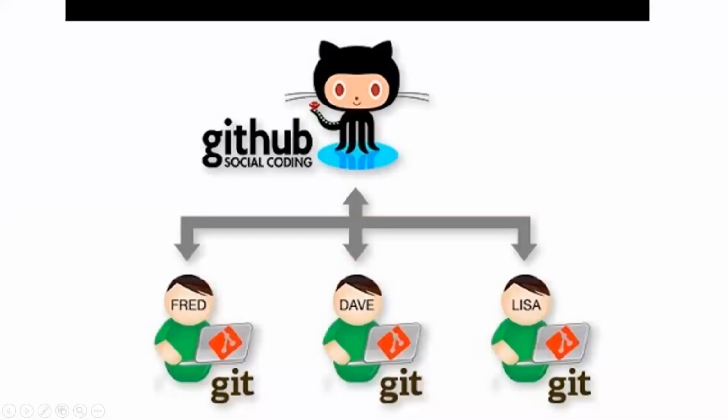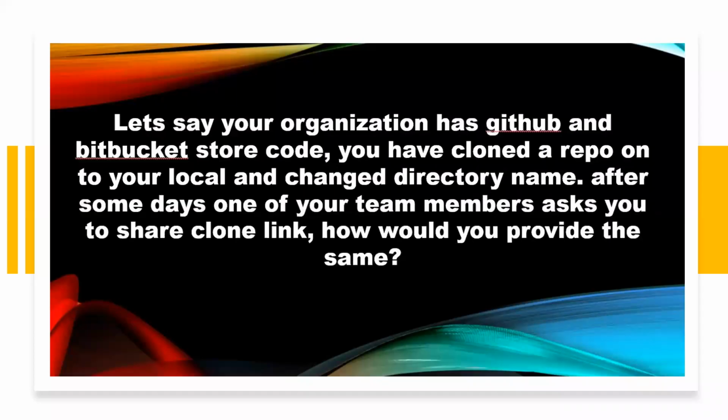The first question was on Git. Let's say your organization has GitHub and Bitbucket to store the code. You have cloned the repo onto your local and then changed the directory name to something else. After some days, one of your team members asks you to share the clone link. How would you provide the same?